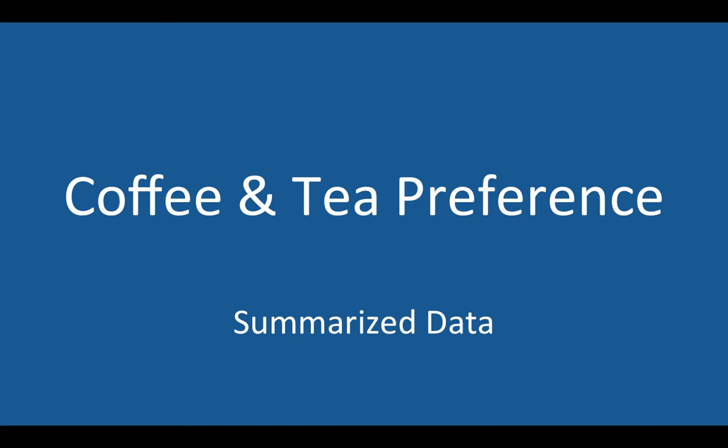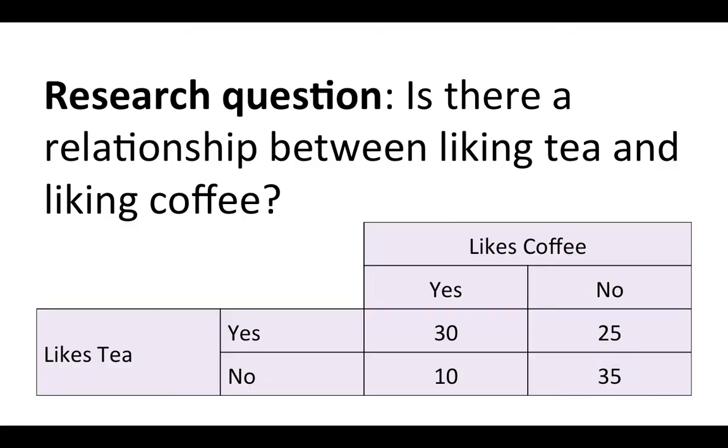I'm going to be using Minitab Express to conduct a chi-square test of independence concerning coffee and tea preference. I'll be entering data as a summarized table. Here's the research question. Is there a relationship between liking tea and liking coffee?